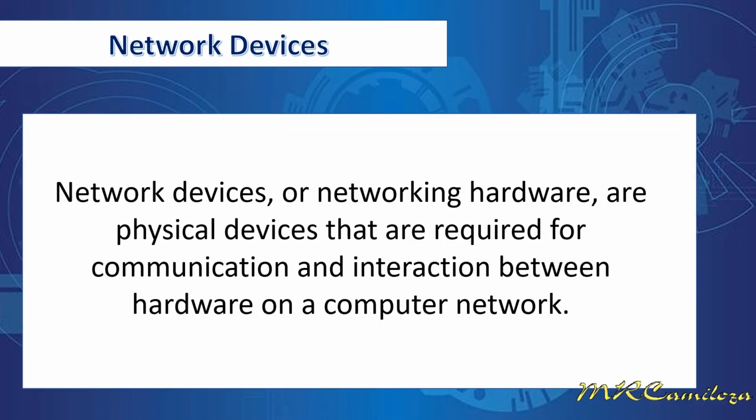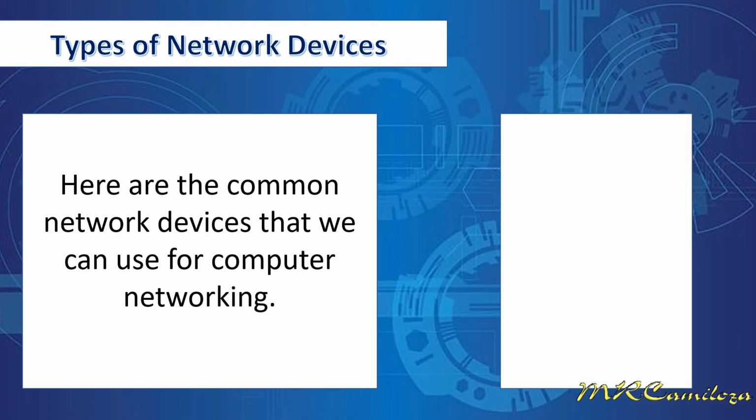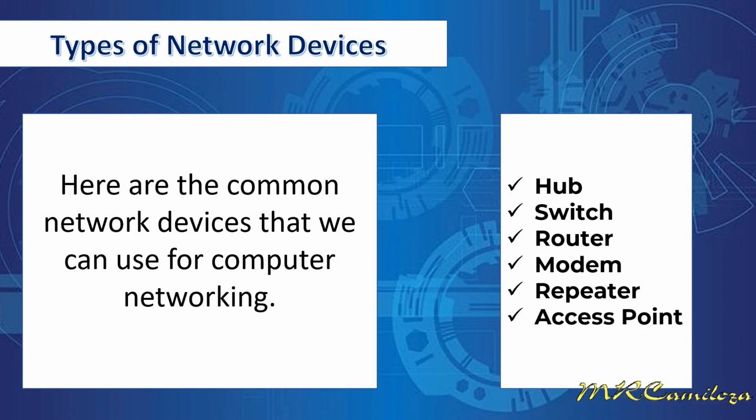Network devices. Network devices or networking hardware are physical devices that are required for communication and interaction between the hardware on a computer network. Types of network devices. Here are the common network devices that we can use for computer networking: a hub, a switch, a router, a modem, a repeater, and an access point.